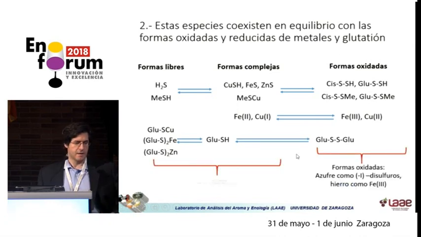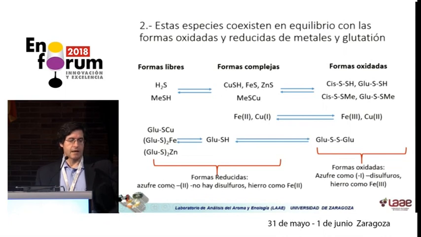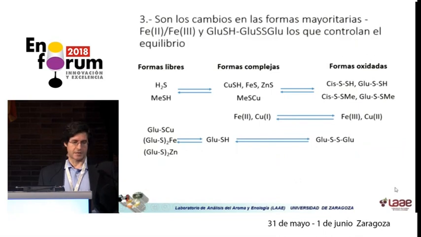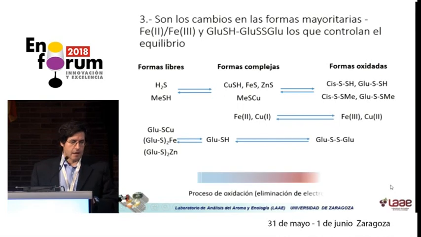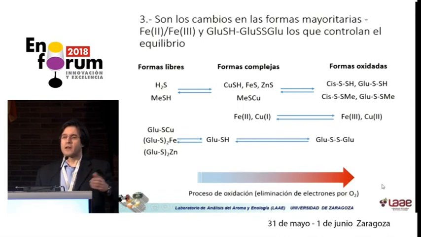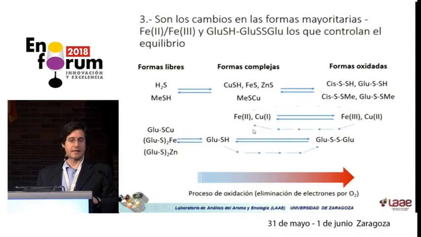So let's see what happens. These are oxidated forms, and these are reduced forms. Here, sulfur appears as -2, no disulfurs, and iron appears as iron 2. And here, sulfur is as disulfur, and the iron is as iron 3. And what happens when oxygen is coming to the wine? Well, the first thing that happens is that iron 2 becomes iron 3. Iron 3 is a very reactive species and cannot coexist with these mercaptans.